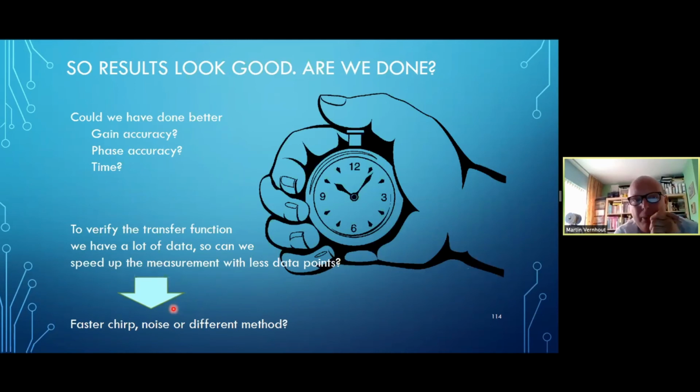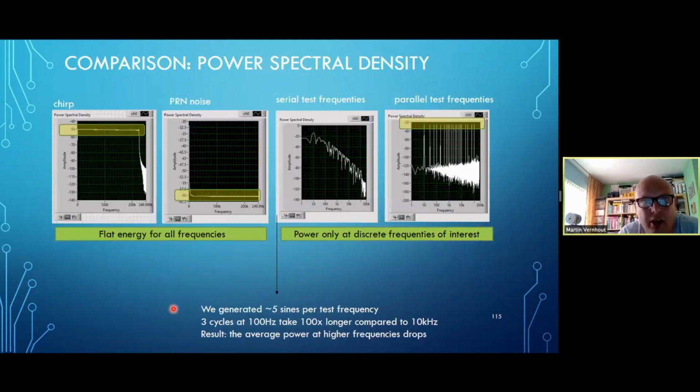Could we have done better on the gain accuracy, the phase accuracy, the time? How do we actually move from here? We could make a faster chirp, we could change the noise or choose a different method. Well, if we look from a power perspective on the frequency domain, this is the chirp. The chirp gets a flat frequency response up to some frequency, which we will set as F2.